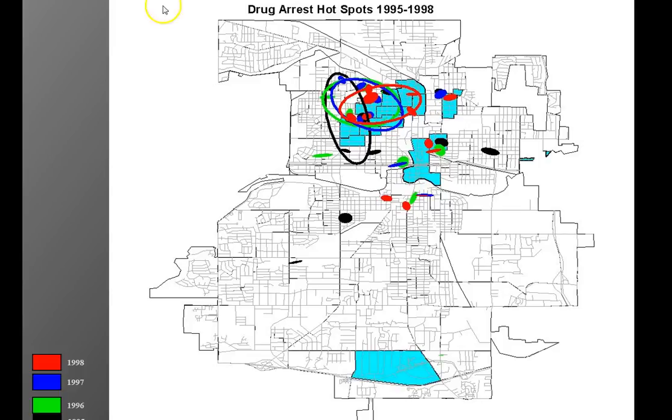See what it says: drug arrest hotspots. By using a map such as this, it's very easy to explain where the highest drug spots are within this area during these years. So this right here tells us a lot more than if somebody had written out a whole report and described all this. We know that in 1998 the hot spots are the red parts, which are not a lot.